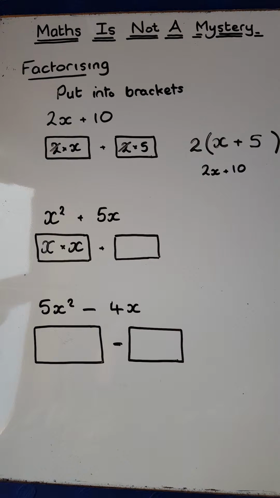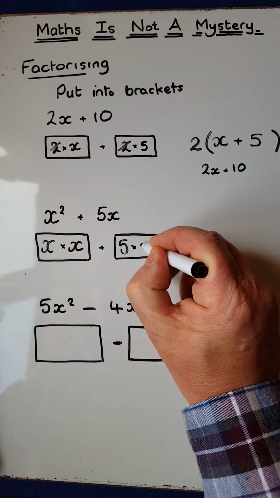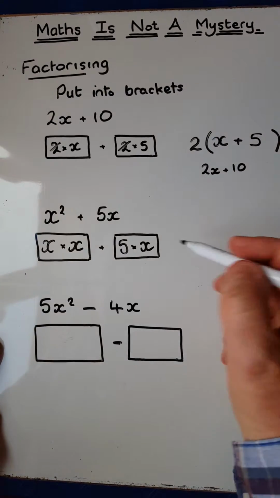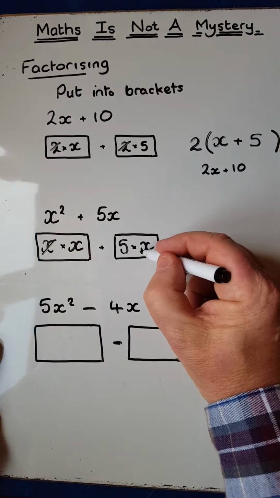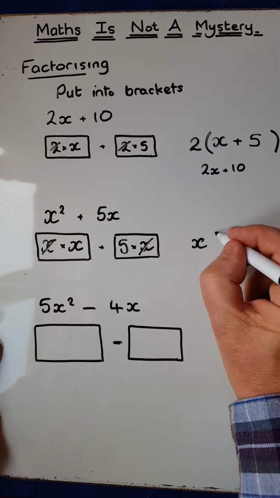In the second box, I really want something that's in common with the first box. I've got 5x. Well, that's really 5 times x. There's no other way of writing it. But I have got something in common with what was in the first box because there's an x in both boxes. Right, cross out what's there in both boxes. There's an x in this box, there's an x in that box, so the x is going outside of the brackets.